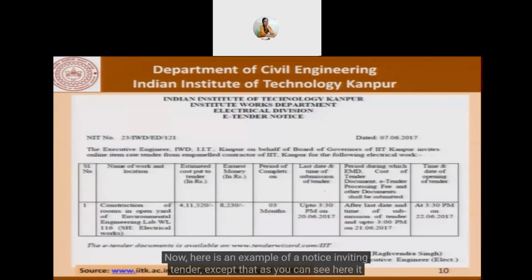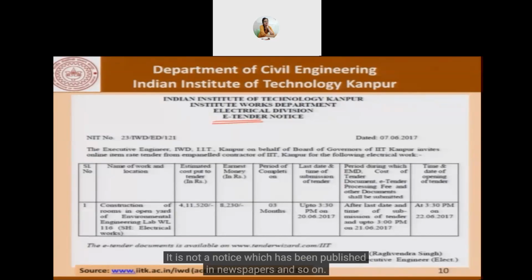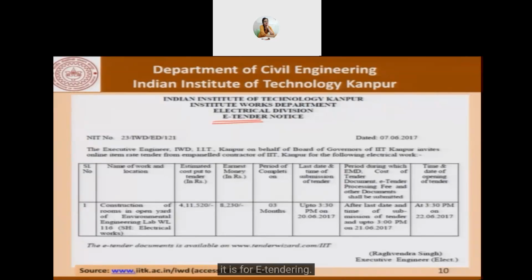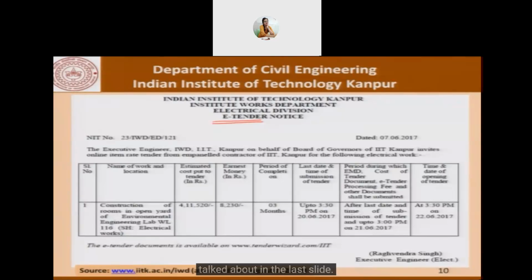Now, here is an example of a notice inviting tender, except that, as you can see here, it is an e-tender notice. It's not a notice which has been published in newspapers and so on. It is for e-tendering. Now, let me read this so that we see how this particular example covers the kind of things that we talked about in the last slide.